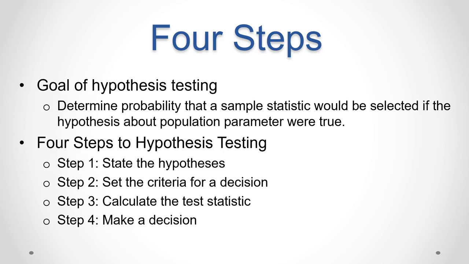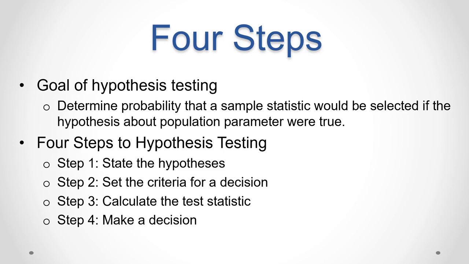Step 3, calculate the test statistic. We select a random sample from the population and calculate the sample mean. For example, we could select 100 preschool children and calculate the mean time in hours that they watch TV per week. The test statistic that we have learned so far is the z-statistic. So we would calculate the z-score and find the probability for the sample mean we calculated.